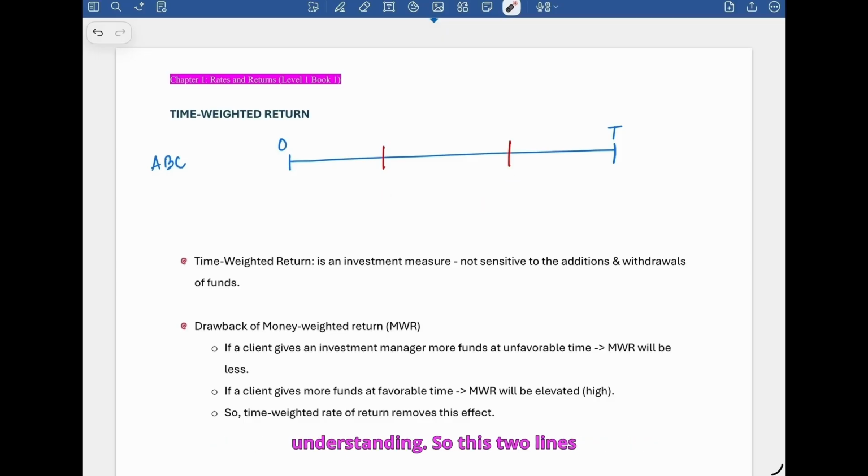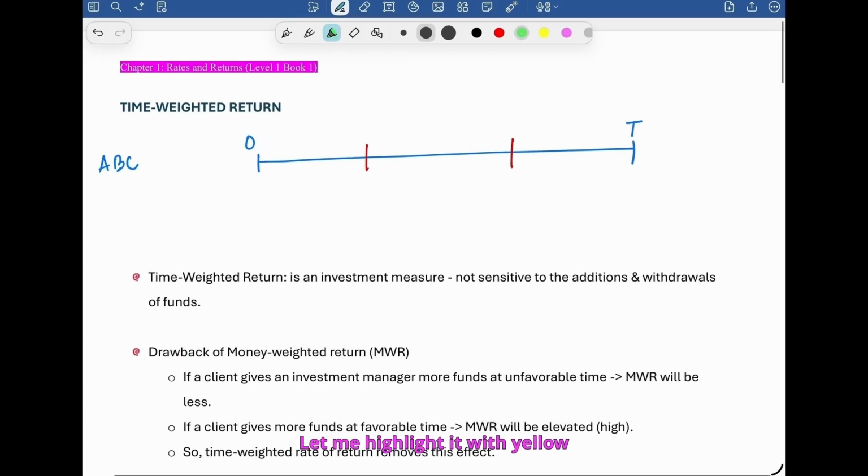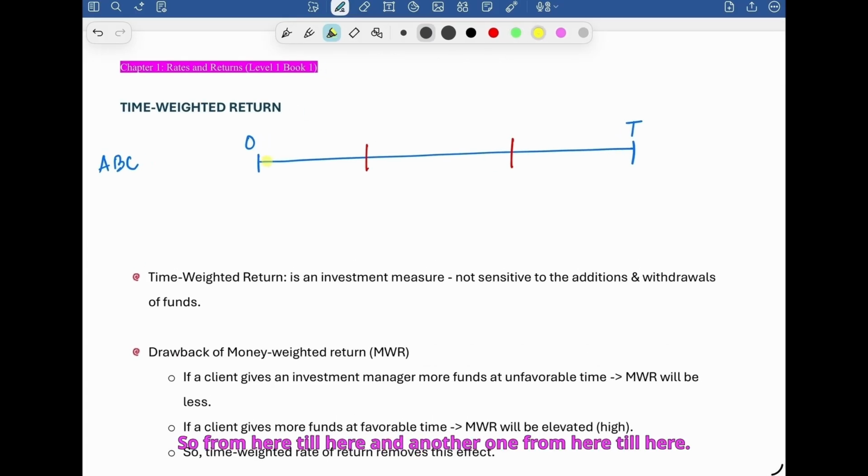So these two lines that are depicting an addition or withdrawal of funds or investment in this instrument have divided this time period into three parts. This one, this one, this one. Let me highlight it with yellow. From here till here, and another one from here till here. I'm not touching those red lines, okay?